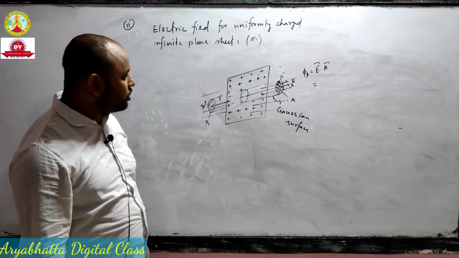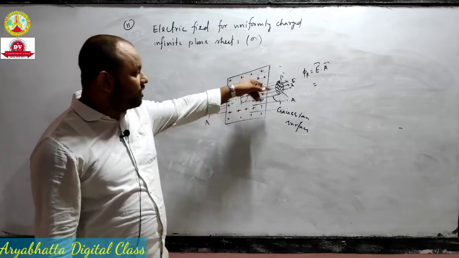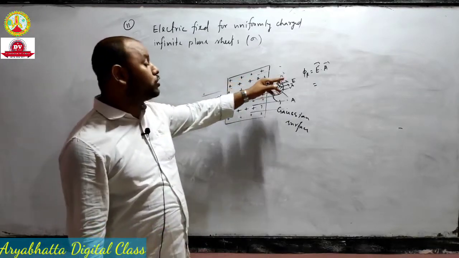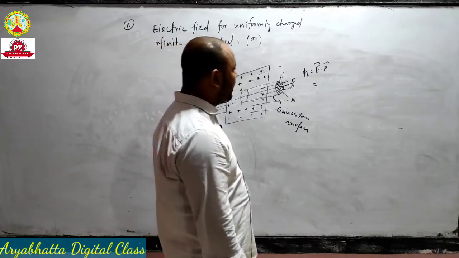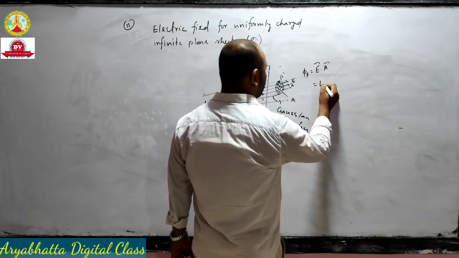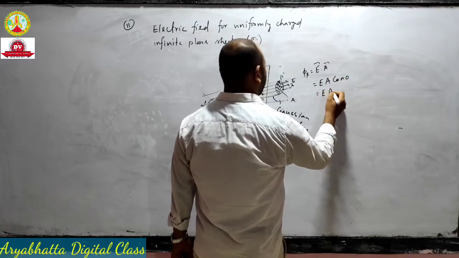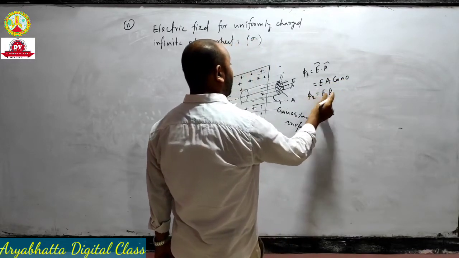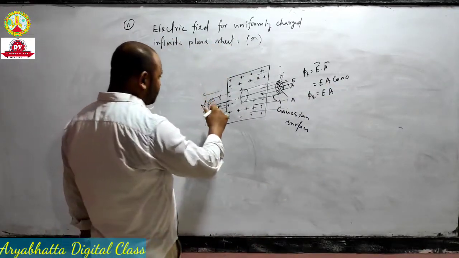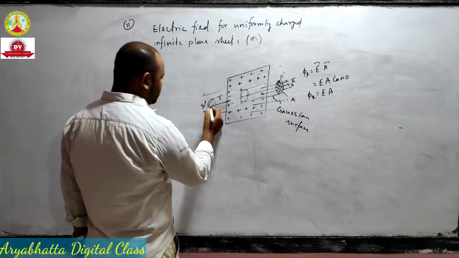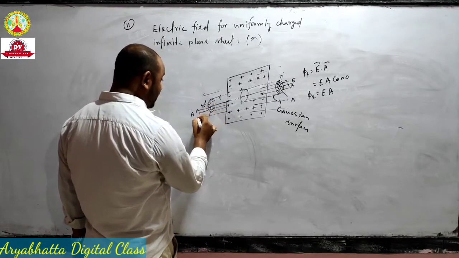A is the area vector, which is always perpendicular to the surface, and on this flat surface the electric field lines are also perpendicular to the flat surface. That is why the angle between E and A is 0 degrees, so it will be equal to EA cos 0, or E into A. The flux for the right surface is equal to E into A. Similarly, for the left flat surface, the direction of the area vector A and the electric field is also the same.